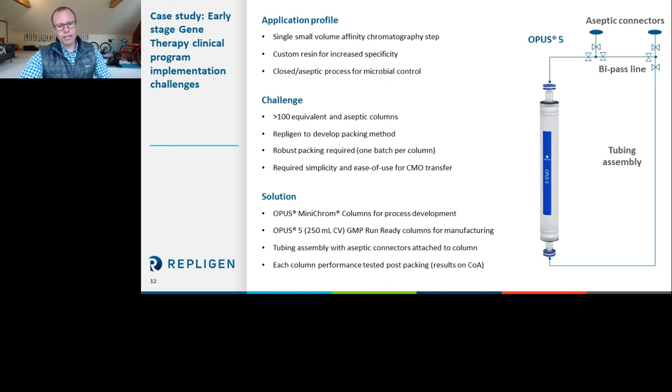So the solution: the customer used OPUS MiniChrom columns for process development, and then scaled up to an OPUS 5 with a 250 mL column volume. And we designed a customized tubing assembly.